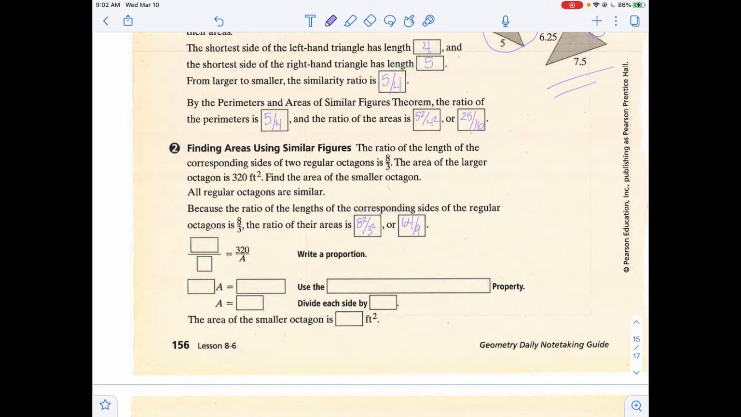So we can write a proportion that says 64 over 9 is equal to 320 over whatever the area is of the smaller octagon. So then we are going to use the cross product property to cross multiply. So 64 times A and 320 times 9, which is 2,880. And then we need to divide each side by 64, and we get 45. So the area of the smaller octagon is 45 feet squared.